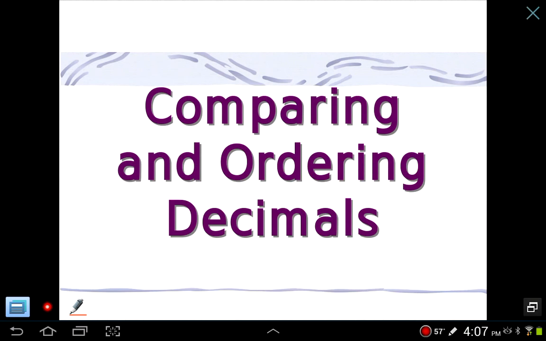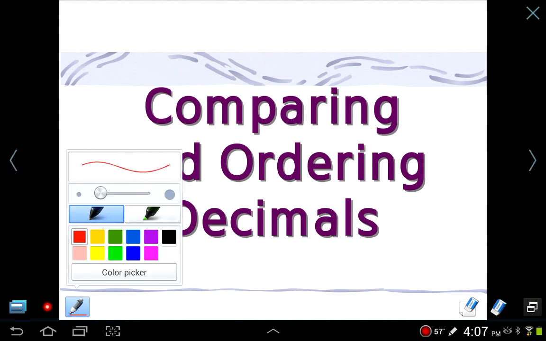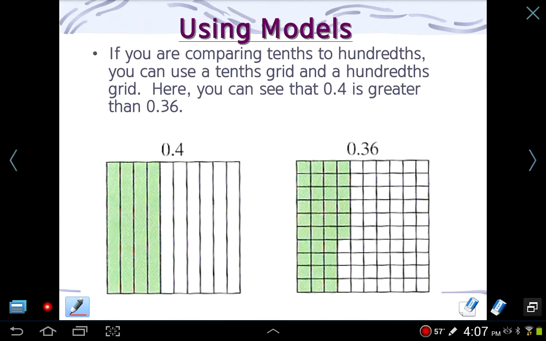On comparing and ordering decimals, okay? We're going to talk about how to put them in order. Now there's a lot of ways you can do this. You can make a model, you can draw a number line, you can just compare the decimals based on your skill level with decimals and how much you know about them. But one way to do this is just to compare models.